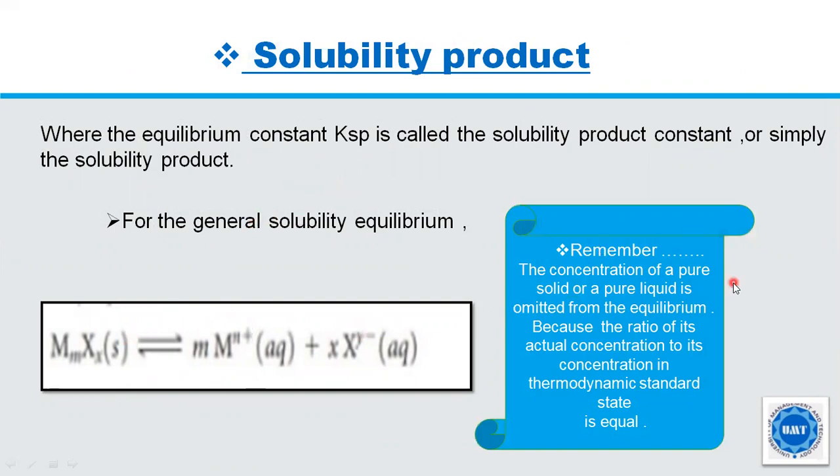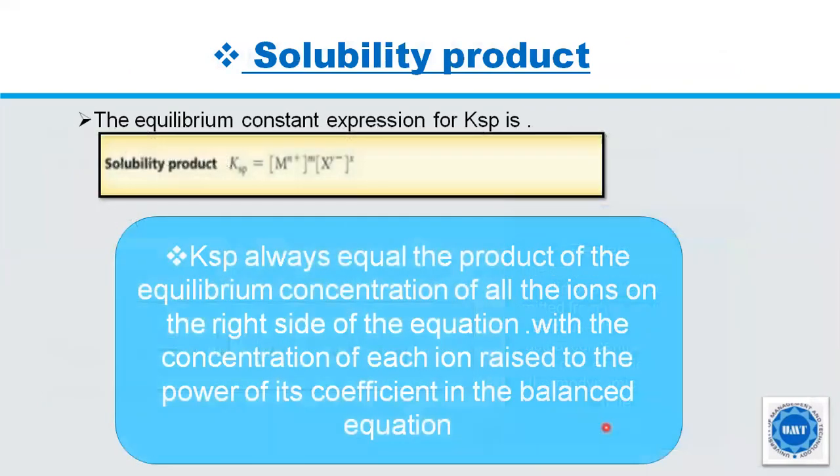Remember, the concentration of a pure solid or a pure liquid is omitted from the equilibrium expression because the ratio of its actual concentration to its concentration in the thermodynamic standard state is equal to one. The equilibrium constant expression for Ksp is equal to the concentration of the products. Ksp always equals the product of the equilibrium concentrations of all the ions on the right side of the equation, with the concentration of each raised to the power of its coefficient in the balanced equation.